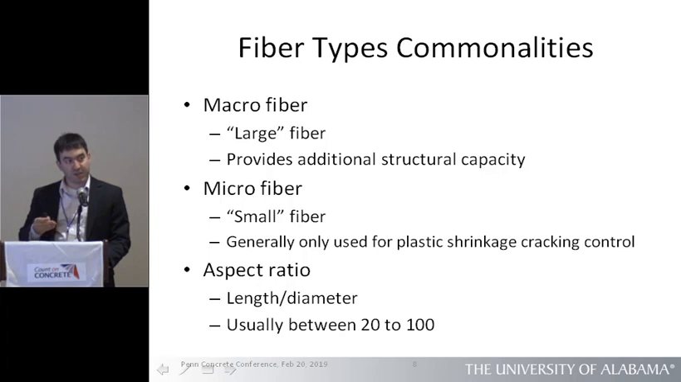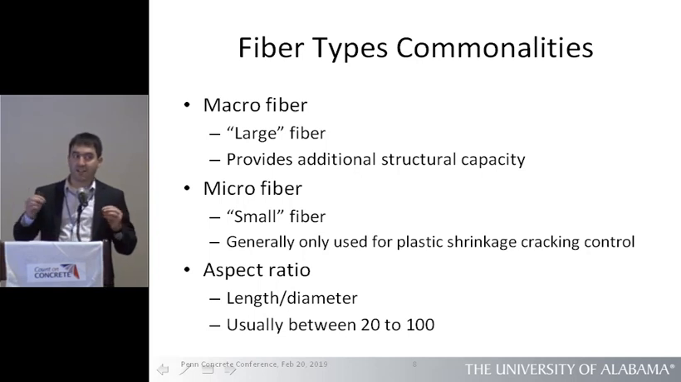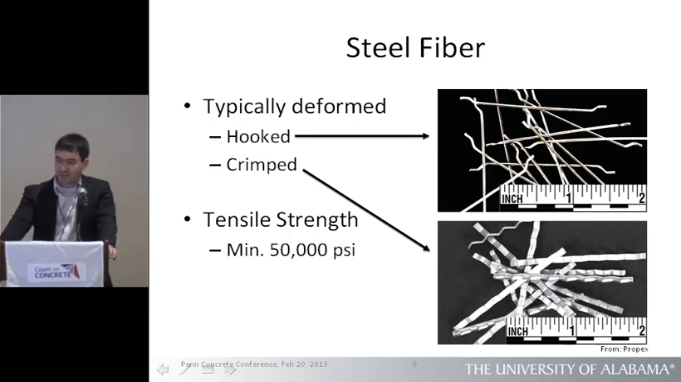With both, we typically categorize the fiber with an aspect ratio, and almost all the fibers on the market are between 20 and 100, and that's simply the length of the fiber divided by the diameter. It turns out through a lot of testing that if you're in that range, you'll get a good performing fiber. So let's talk about steel fibers.